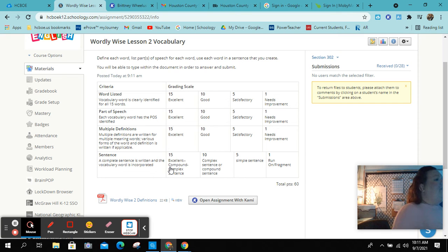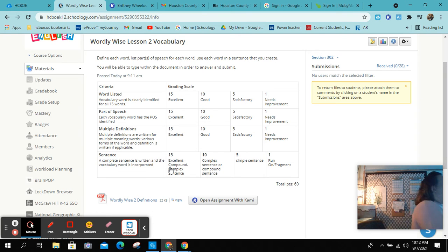If you do everything that you're supposed to do, you're going to get a 15, a perfect score. If you do 3/4, you're going to get 10 points. If you do a half, you're going to get 5. And if you do a fourth, you're going to get 1. All right, sentence. You have to write your own sentence using your vocabulary word. You may not copy the sentence off the list. You may not copy a sentence from the internet. It has to be your own.